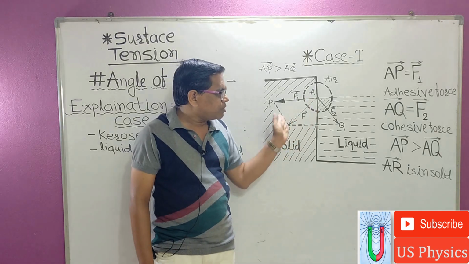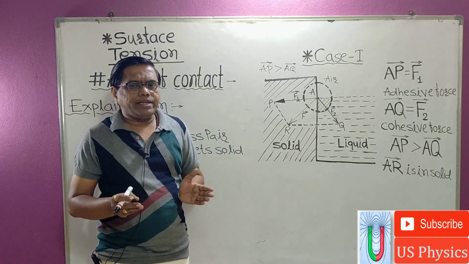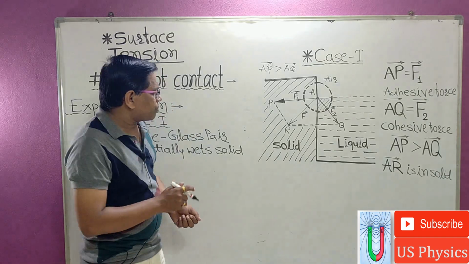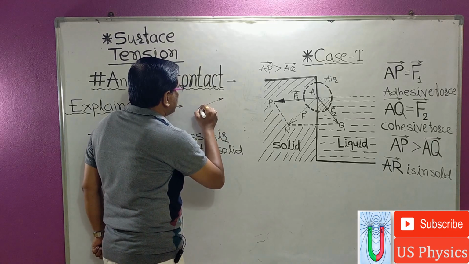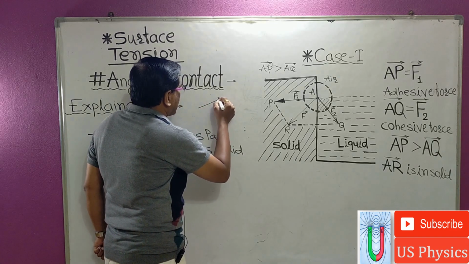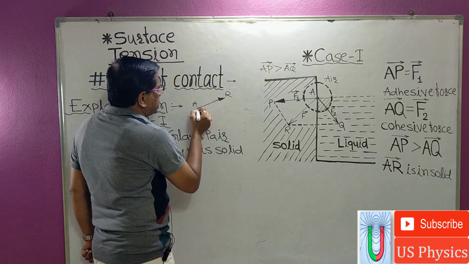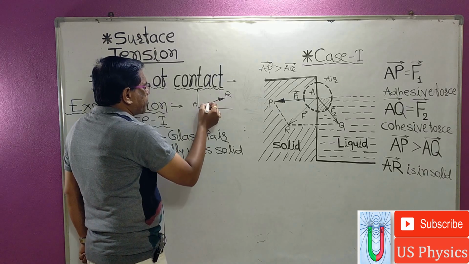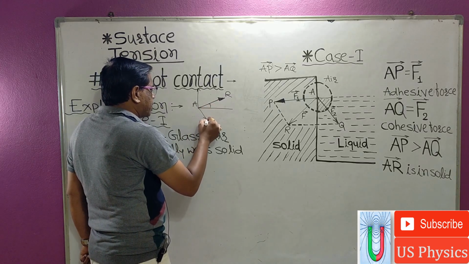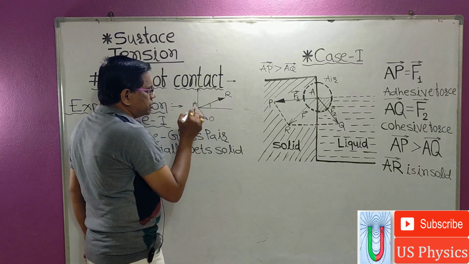Why should it become perpendicular? Because we learned in vector mechanics that the effect of any vector in a perpendicular direction is always equal to 0. If we draw a vector AR bar here, it will have some effect in this direction. But if we draw a direction perpendicular to AR bar, the effect of AR bar in that perpendicular direction will be 0.